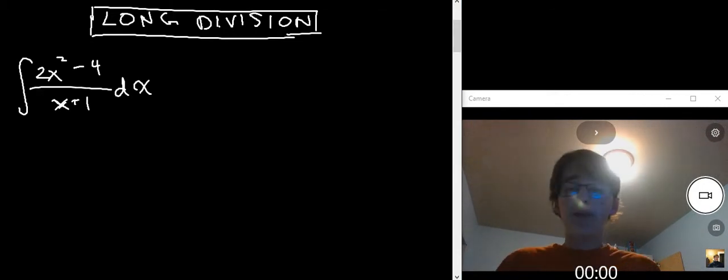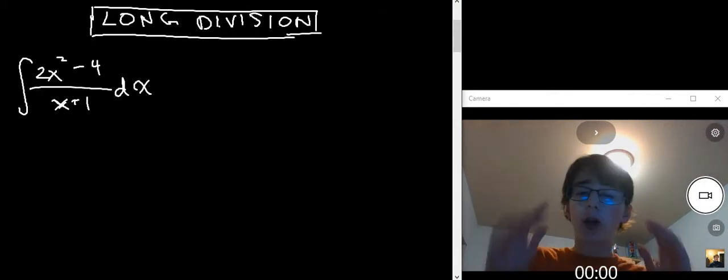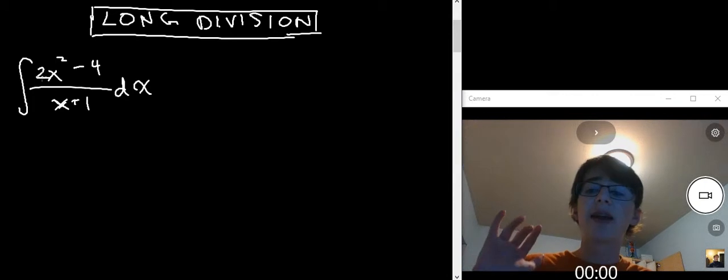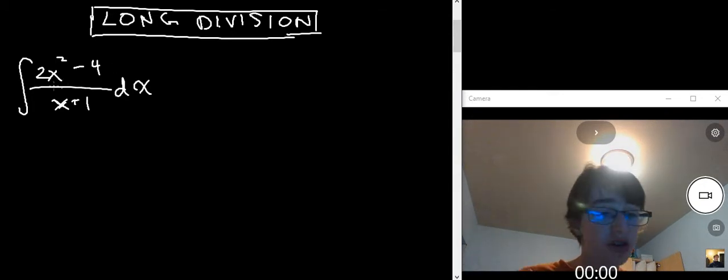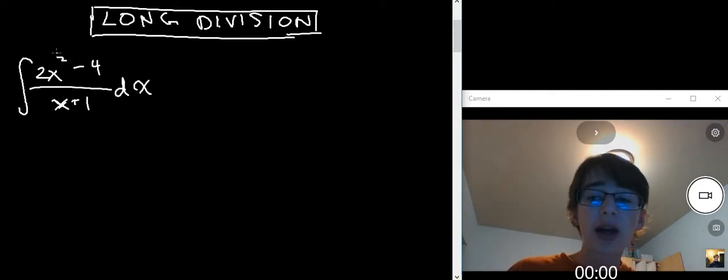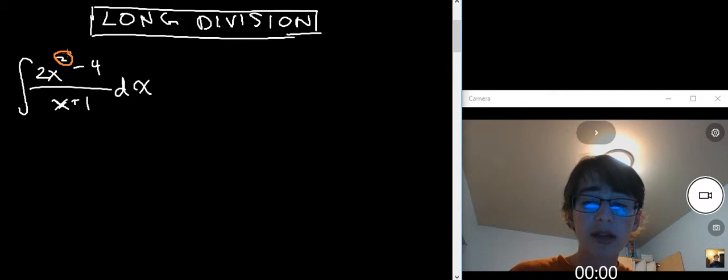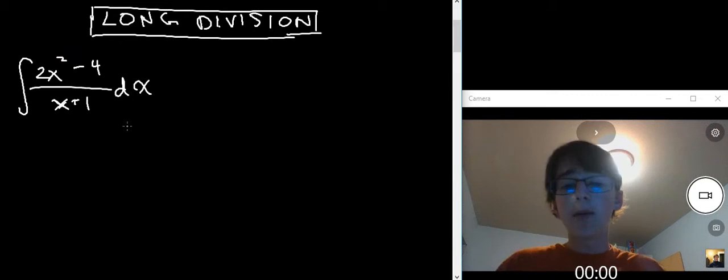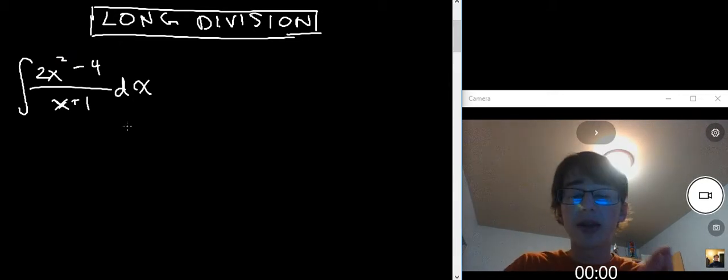So a big giveaway for me to know that I'm going to have to use long division is if I've got a fraction, a rational function, in here. A rational function is basically a fraction, and it's got a numerator with some equation, and the denominator with a different equation. Now specifically, I'm probably going to want to use long division if the numerator has a greater power than the denominator. And obviously this is x to the 2, which is greater than 1, so I'm probably going to lean more towards using long division on this type of problem.